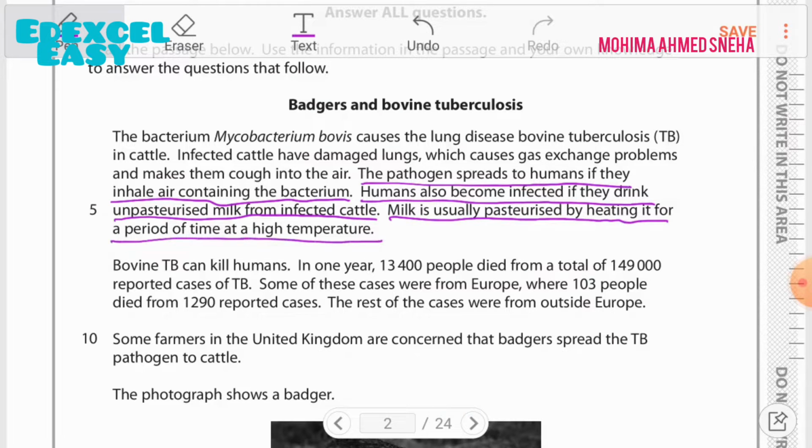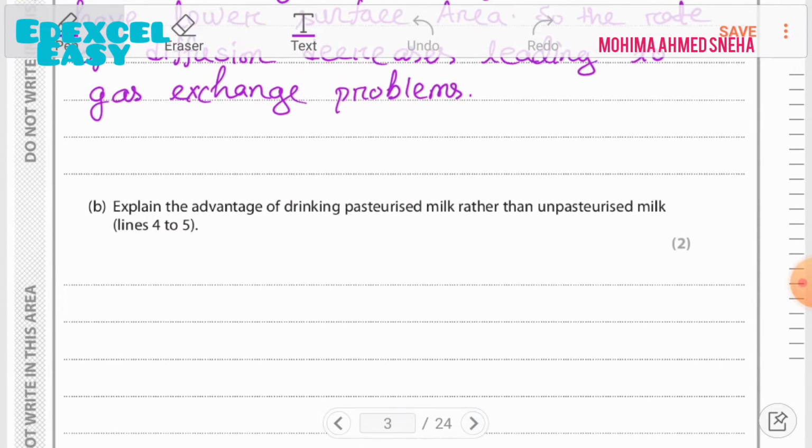So it has already mentioned that during pasteurization, the milk is heated to a high temperature. We all know that high temperature would destroy the bacteria, and as the bacteria inside the milk are destroyed, there is no chance of spreading the infection or spreading the disease. So let's write it down.